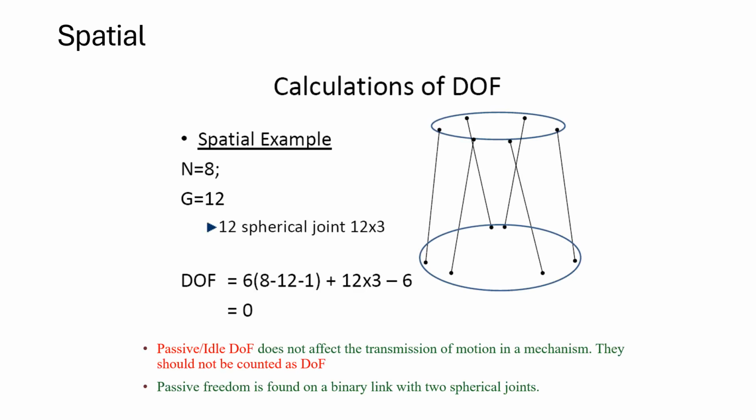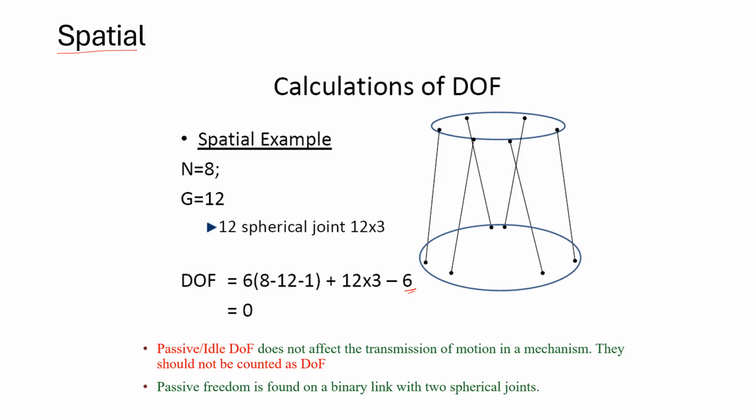Next, we will see how to determine the degrees of freedom of a spatial manipulator. The figure shows a spatial manipulator. The important thing to note here is that you have to check whether all the joints are active. If you have any passive joints, then while calculating the degrees of freedom, that particular joint should not be included. So you have to subtract the number of passive joints in the DOF formula, right?